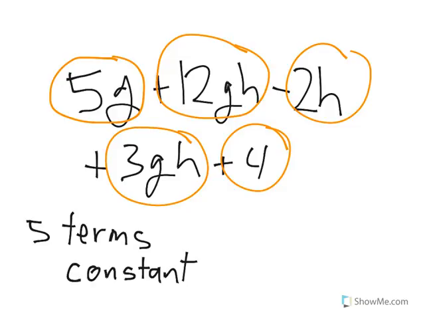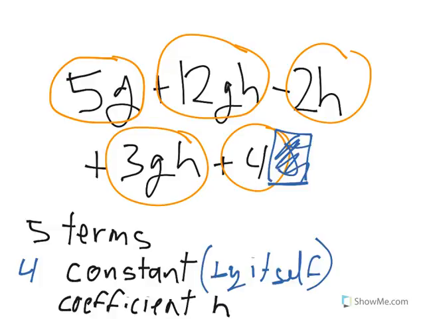Anybody remember what a constant is? There's one constant. Take a guess what you think it is. Constant is 4. 4 is a constant because it has no variables. There's no letters. So it is just the number 4.